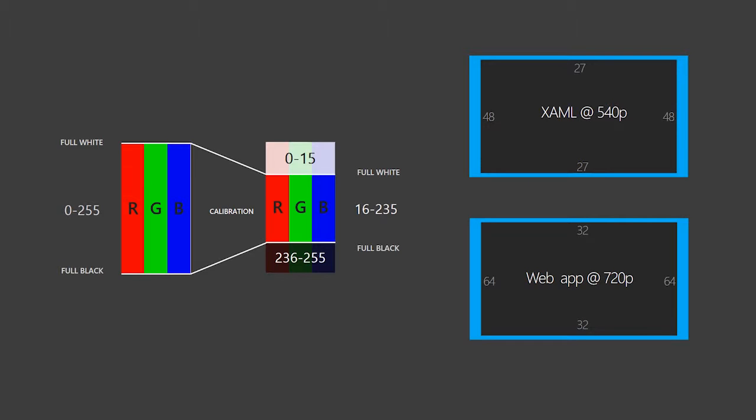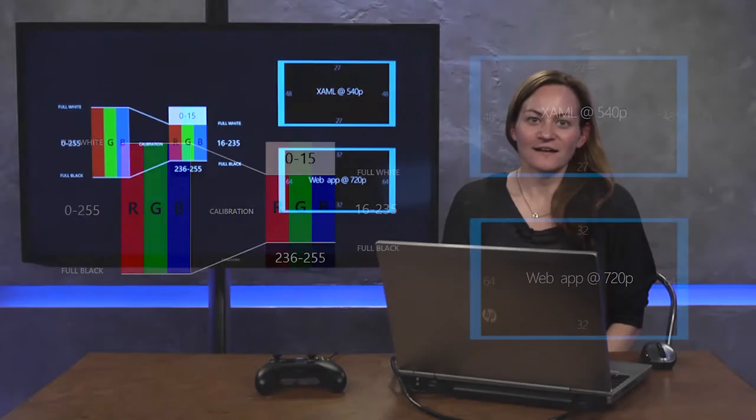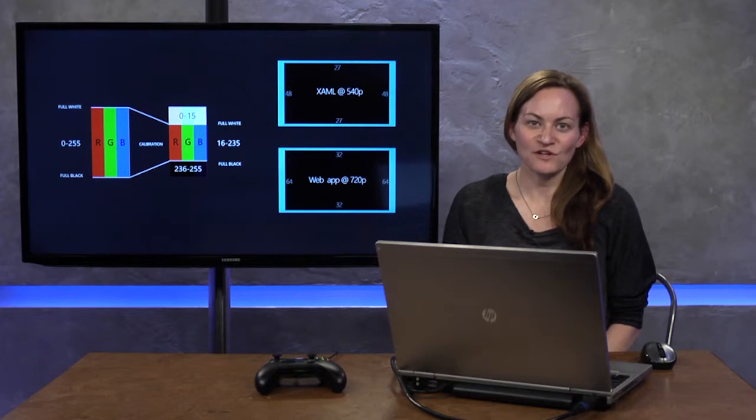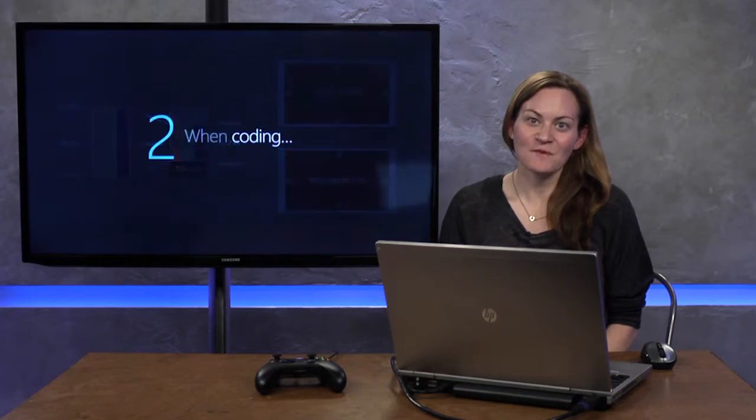And then on the right, as you see, here's an example of our safe area. And we have guidance around how to actually set that up for a XAML app and also a web app as well. And as you can see, that's why it's important to think of your broadcast safe colors as well as your safe area. Now I'm going to pass it off to Rob for him to continue to talk about coding.